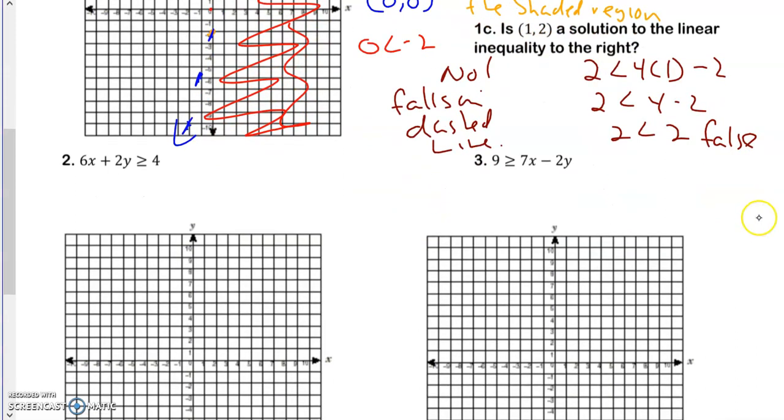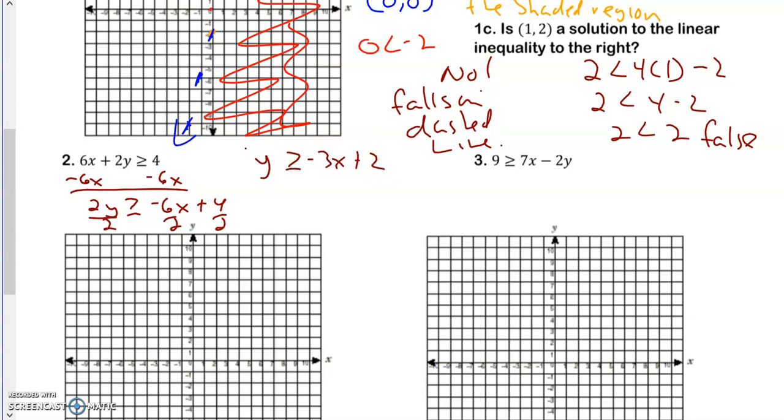Taking a look at the next one, we need to get y by itself. So I'm going to subtract 6x from both sides, and I'm going to get 2y is greater than or equal to -6x plus 4. I'm going to divide by 2, and I'm going to get y is greater than or equal to -3x plus 2. Now you notice on this one I did not change the inequality sign because I divided by a positive number. M is the number in front of x, and b is the number by itself, and my m is -3 and my b is 2.